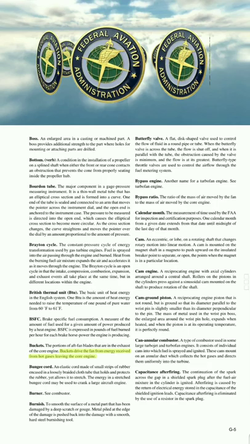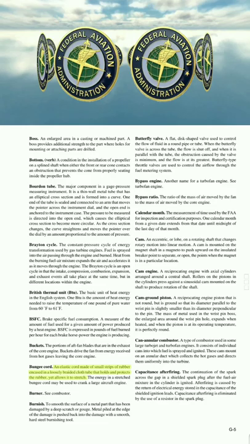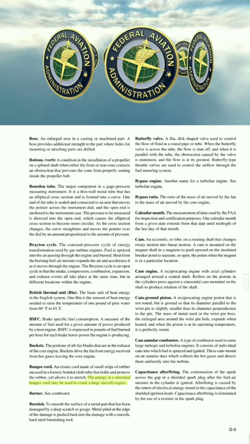Bungee cord. An elastic cord made of small strips of rubber encased in a loosely braided cloth tube that holds and protects the rubber, yet allows it to stretch. The energy in a stretched bungee cord may be used to crank a large aircraft engine.